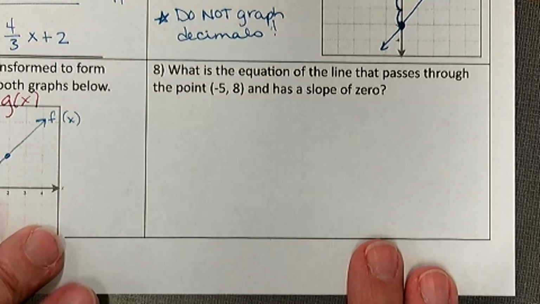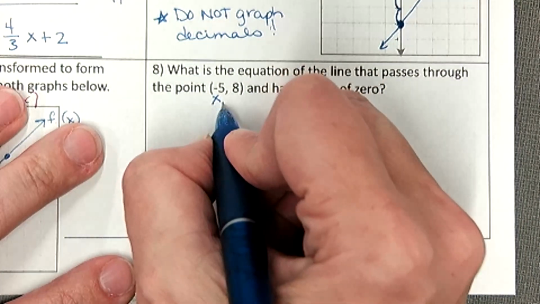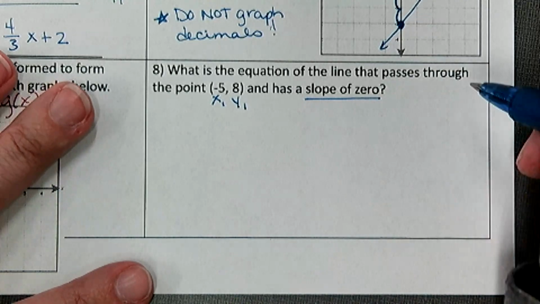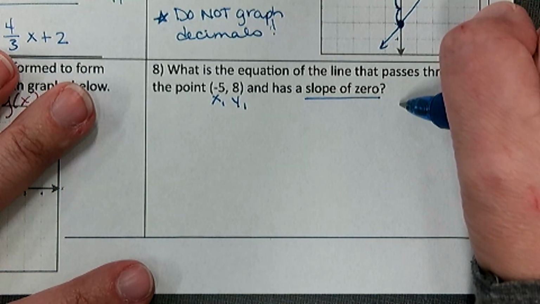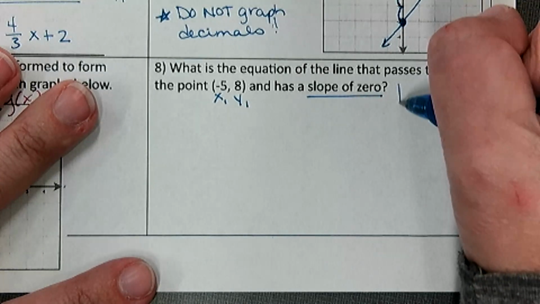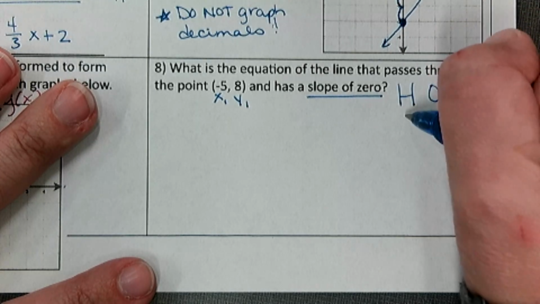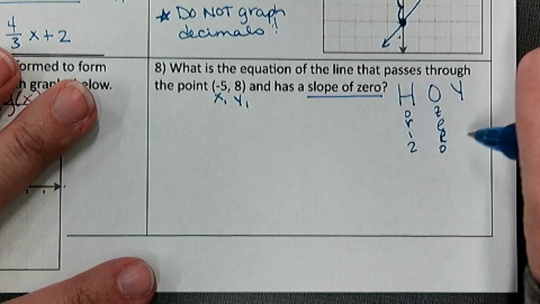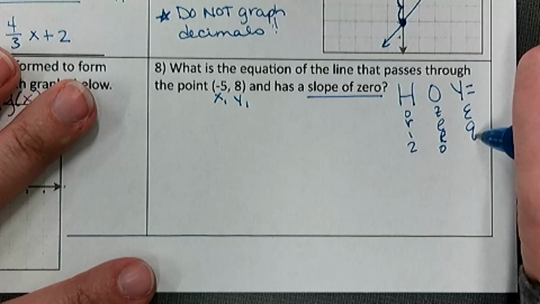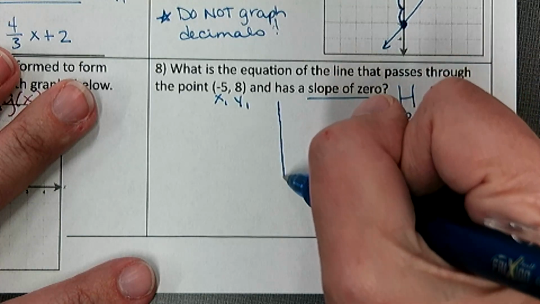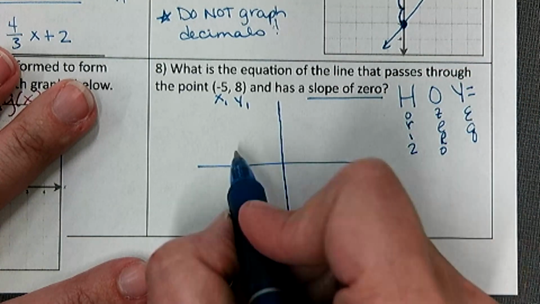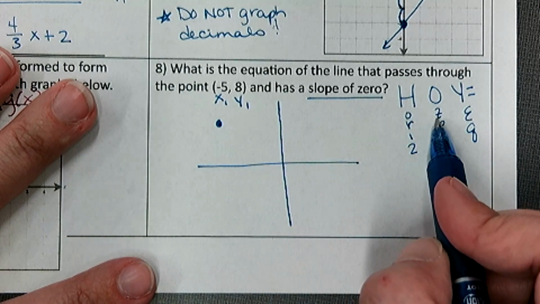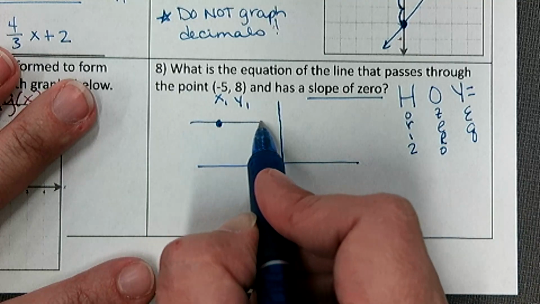What is the equation of the line that passes through negative 5, 8? There's my x1, y1, and it has a slope of 0. So we've talked about OI-VUX. If I need a slope of 0, that is going to be an OI. Remember, OI stands for horizontal, 0 slope, y equals equation. You could even draw a graph of this if you wanted. Negative 5, positive 8 is here. If I have a slope of 0, this is a horizontal line.